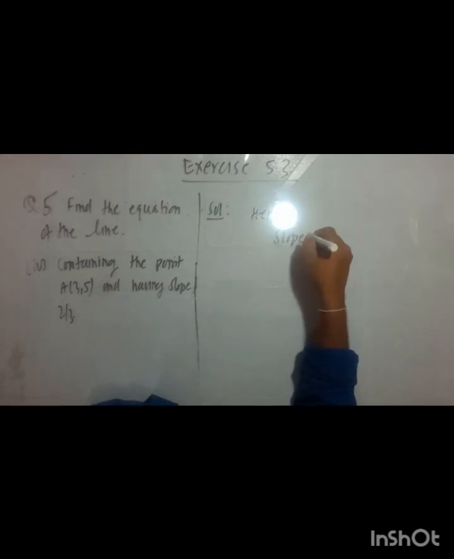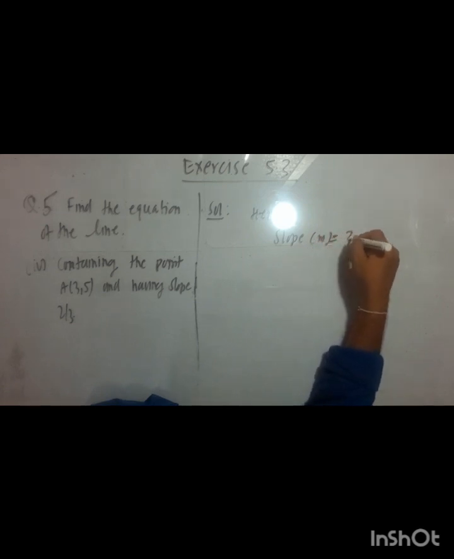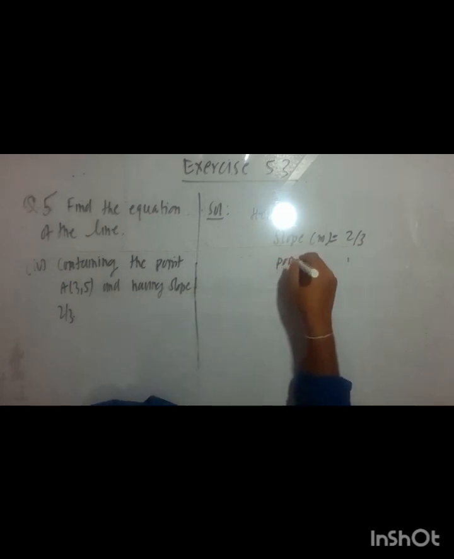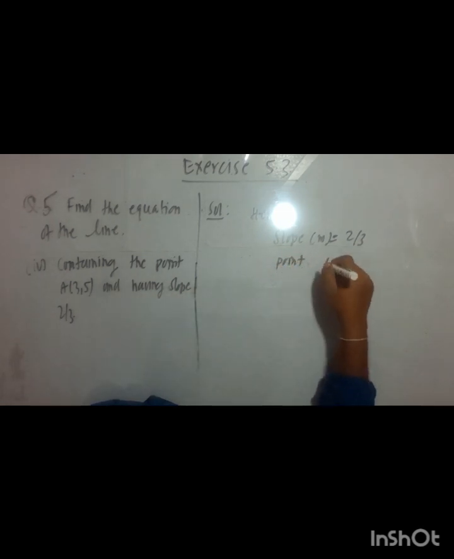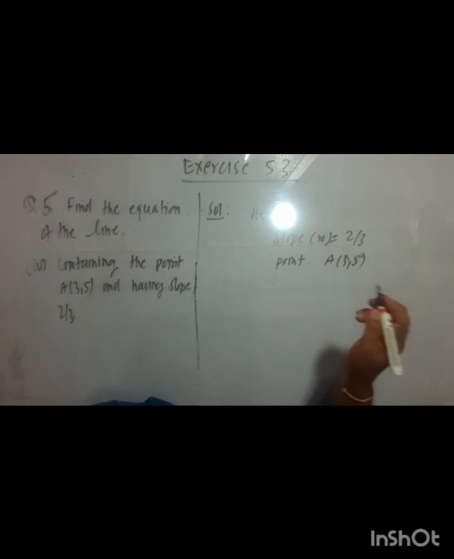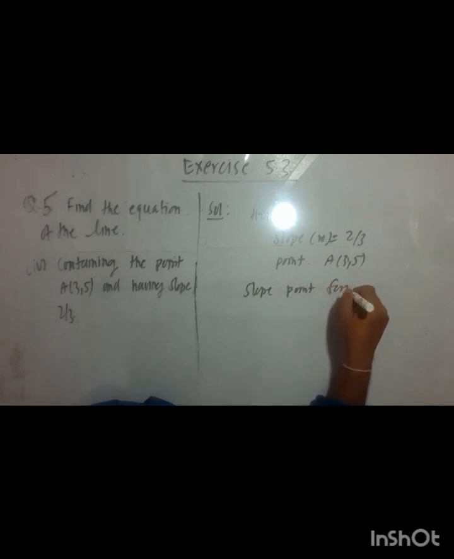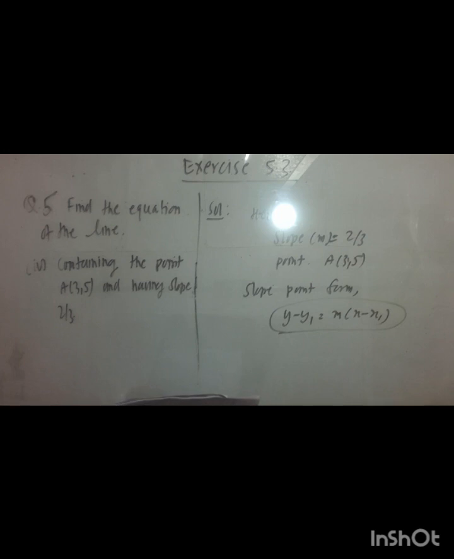the slope m is given, that is 2/3, and the point is given. What is A? 3 comma 5. So we will use the slope point form, that is y minus y1 is equal to m times x minus x1, and we will solve the problem. It is very similar to the previous question, so you can very well solve this. I leave it to you, and I will move to the next sub question.